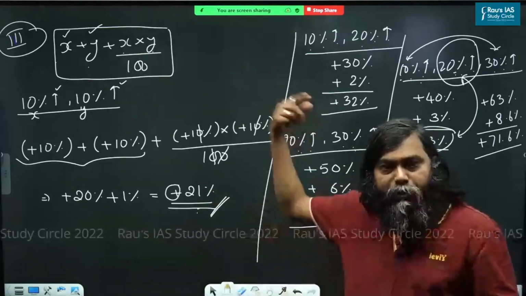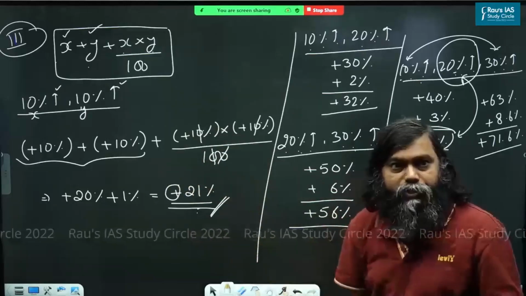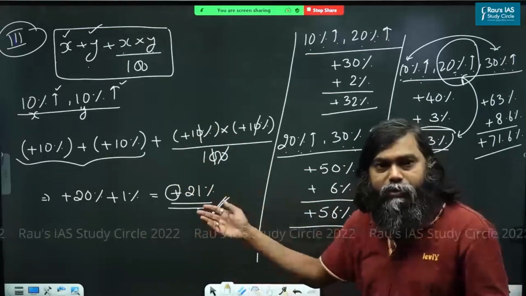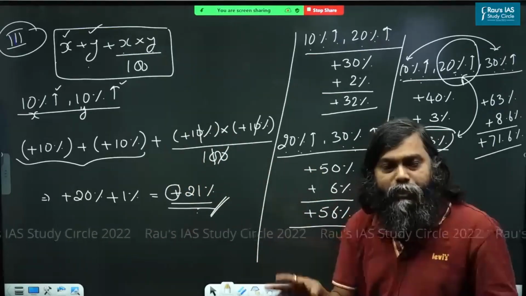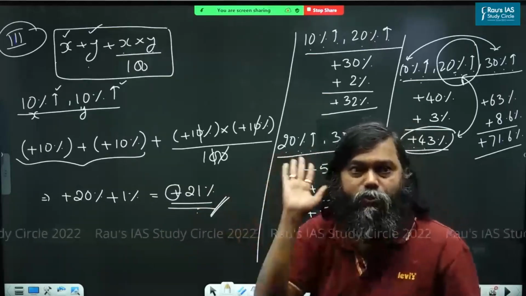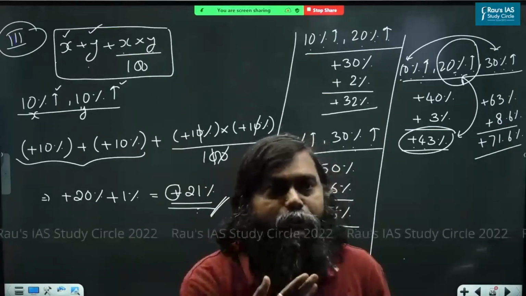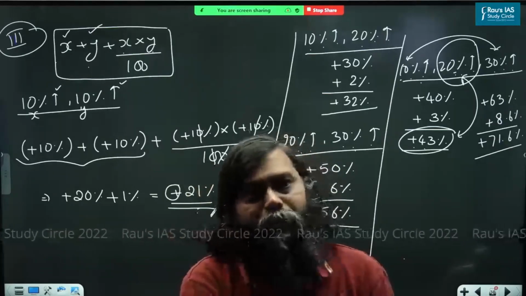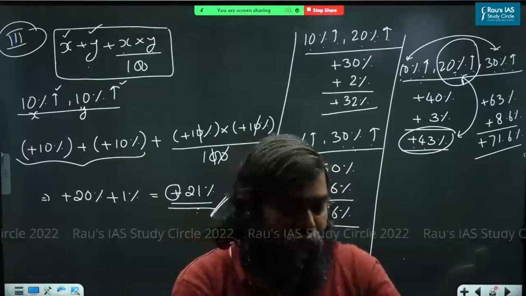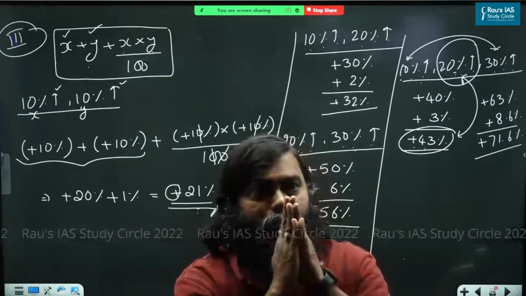If more percentages are there, avoid this interpretation. Decimal or fraction, avoid this interpretation. Individual year difference asked, avoid this interpretation. Understood or not understood? Then we can jump to the next interpretation in tomorrow's class. Understood? So enjoy the rest of the day. Thank you.